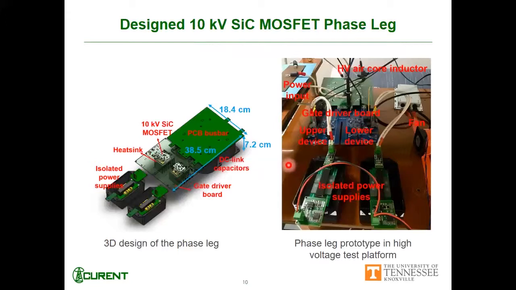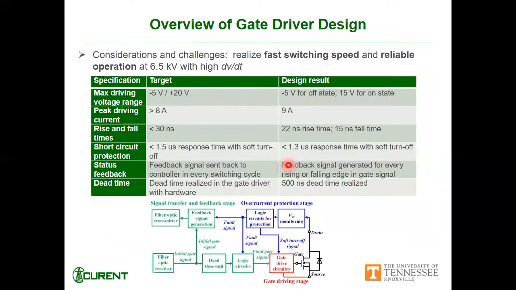For the phase leg, the gate driver is critical to realizing continuous reliable operation. So next I will focus on the gate driver design. The key for the gate driver design is to realize fast switching speed and reliable operation at 6.5 kV with pretty high dv/dt, up to 80 volts per nanosecond, so it's a very high slew rate. And I have summarized the specifications we developed here for the gate driver, like the driving voltage range, peak driving current, and the rise and fall time.